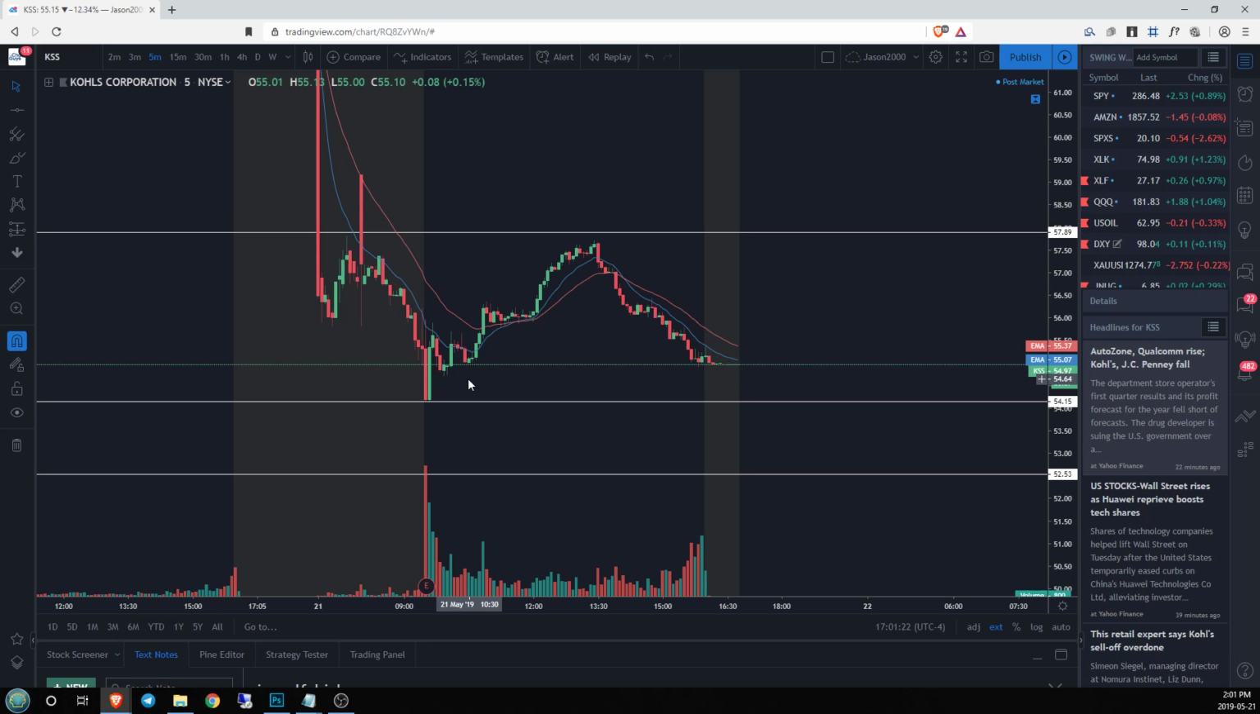So KSS 5-minute time frame rejected from the high of the afternoon. Let's see, our high was 57.71, so about 20 cents away from that daily support level, pulling back, and we're in a consistent 5-minute downtrend right now heading into after hours. EMA 12 was never taken back.